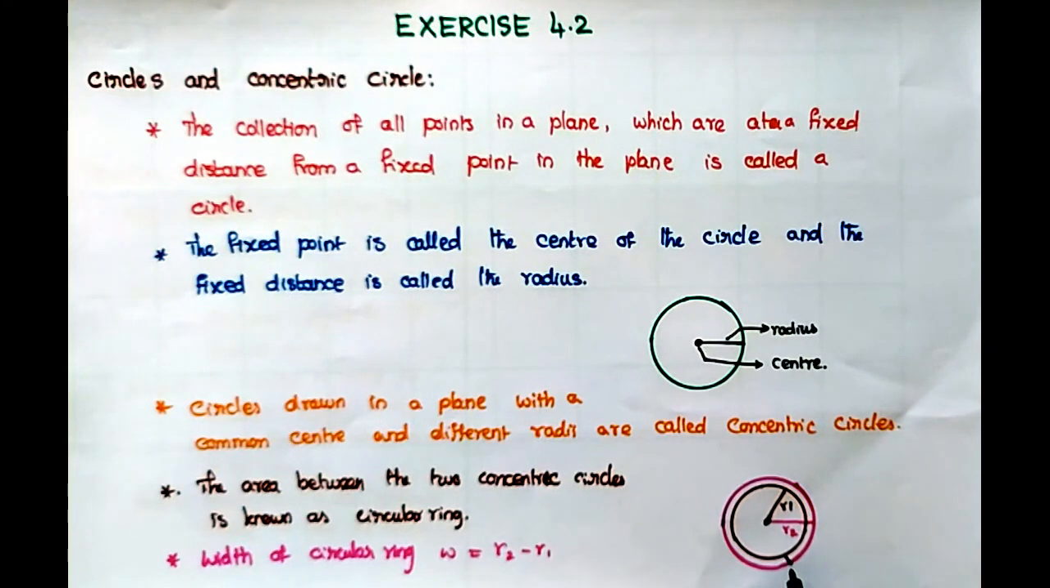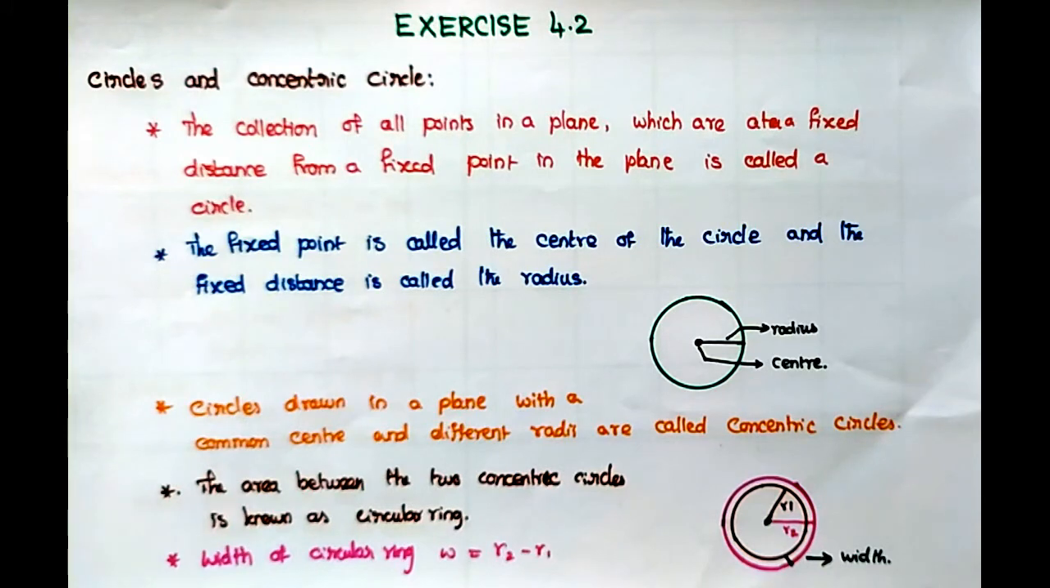The distance between the two circles of the circular ring is called the width. The width of the circular ring is R2 minus R1. That is the width of the circular ring. This is a circular ring. The area between the two concentric circles is known as a circular ring.